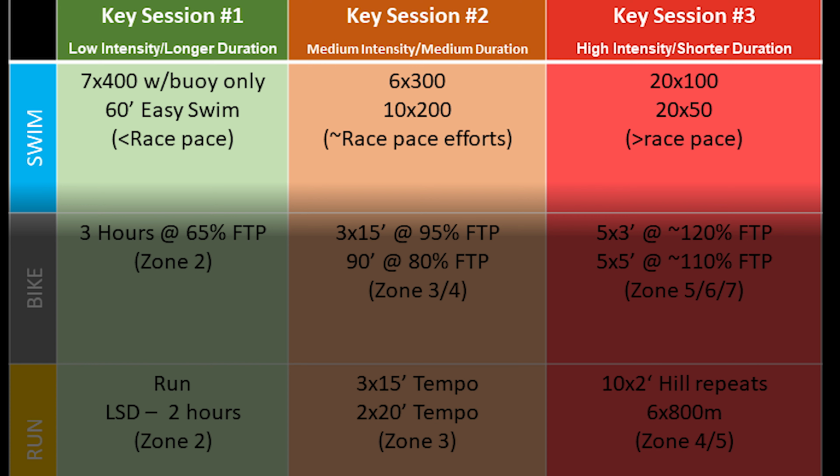Key session number three. The intervals over here are really short. They're a lot faster than race pace. So it could be stuff like 20 by 50s or 20 by 100s.